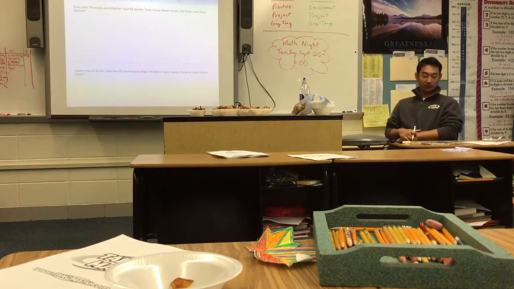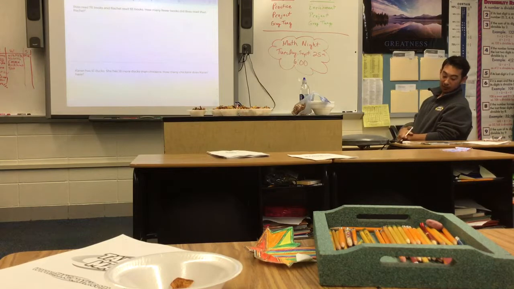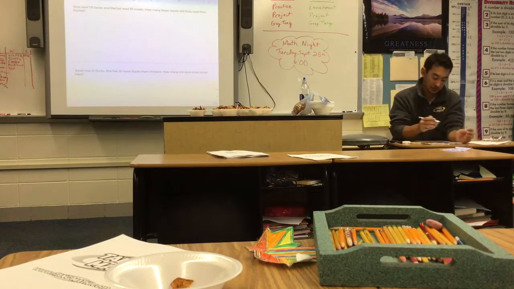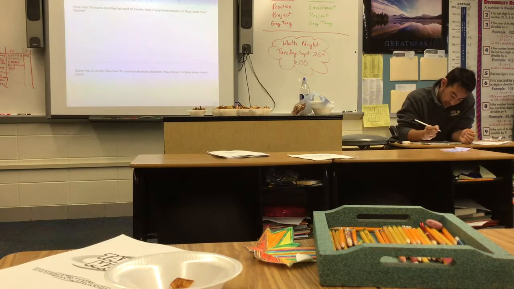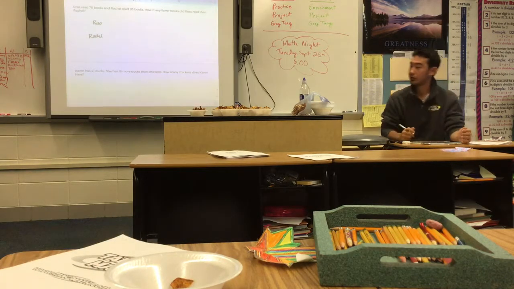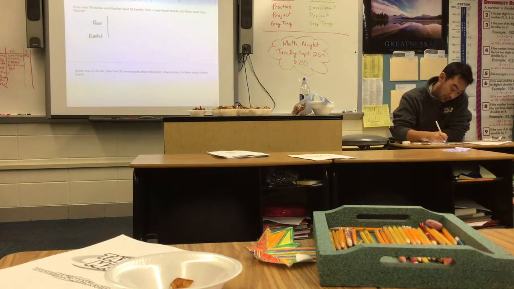Ross read 78 books, and Rachel read 93. How many fewer books did Ross read than Rachel? What are we talking about? Friends. Ross, Rachel. You could put books. You could put Ross's books, Rachel's books, and we have our starting line.